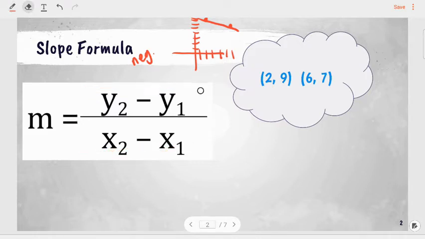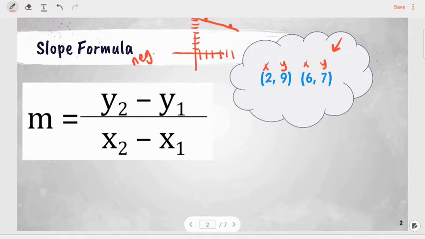So let's go ahead and get started. So what are these y's and x's in this formula? I'm going to refer back to these points, and I'm also going to encourage you to write down these points in your notes as well. Do this example with me.